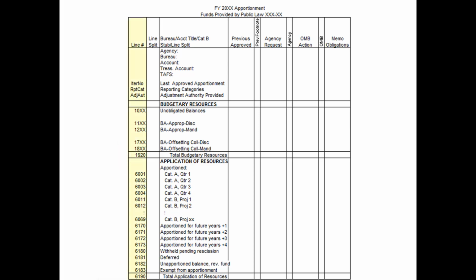Looking at the horizontal structure of the form, the first column contains the line number. The line numbers provide a shorthand reference to each line on the form. You can find the definition of each line in Appendix F of OMB Circular A-11. I will highlight most of the definitions you will come in contact with as we go through the line numbers shortly.